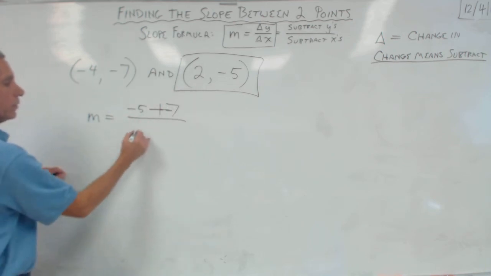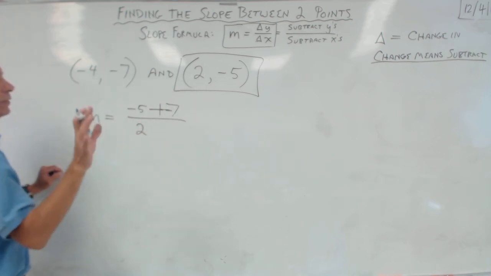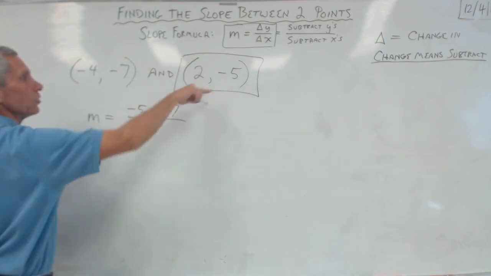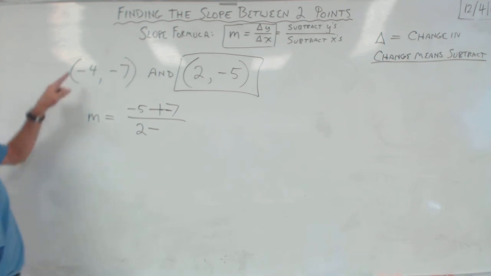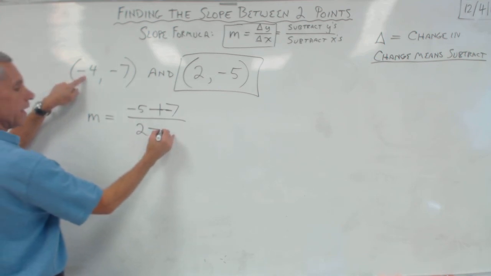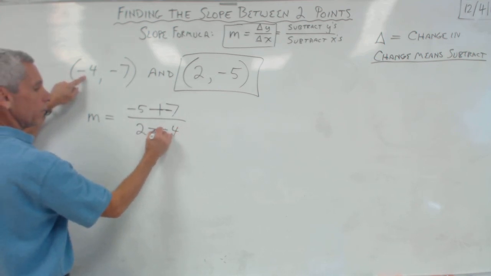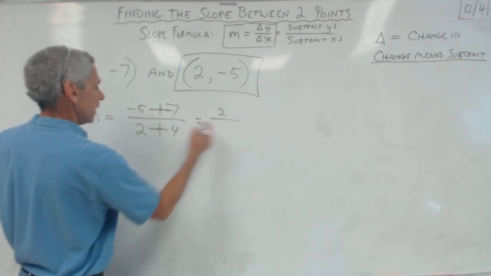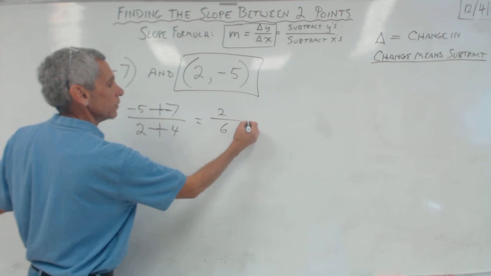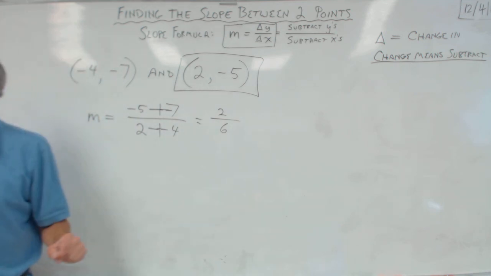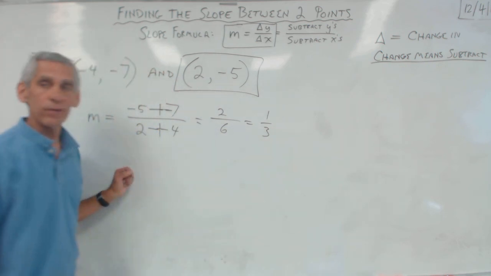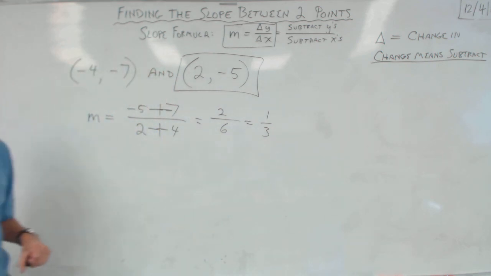All over 2 in the box. I have to start in the box, minus, and now I look at this. It's a negative 4, so it becomes a plus 4. So negative 5 plus 7 is 2, and 2 plus 4 is 6. Am I done? No, 2 over 6 is 1/3. And that is my slope. M is 1/3.